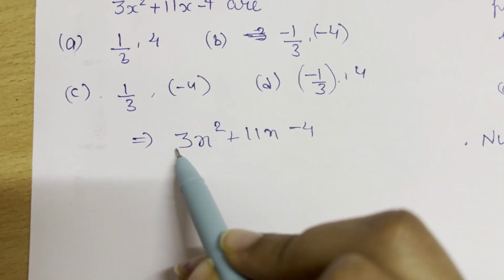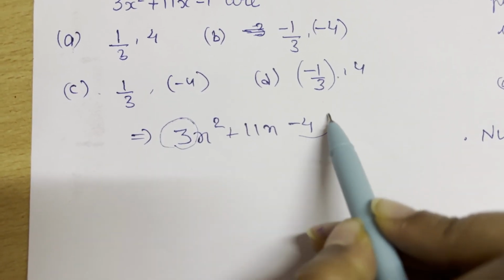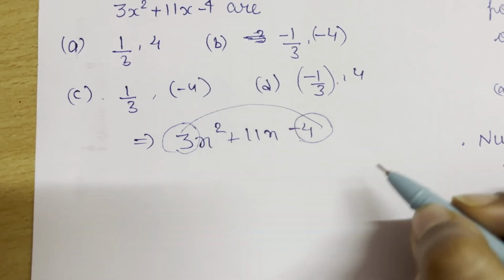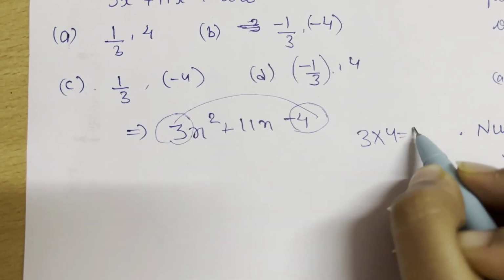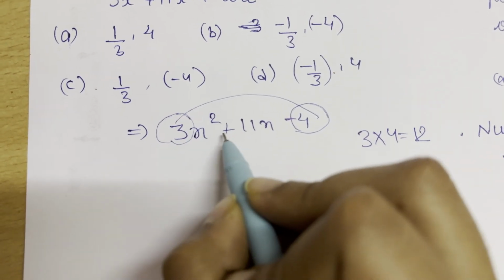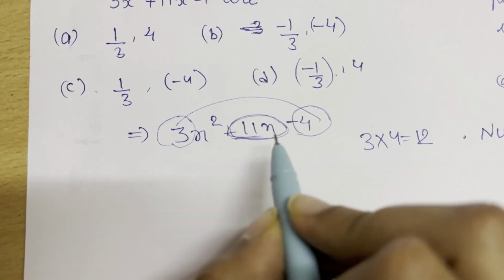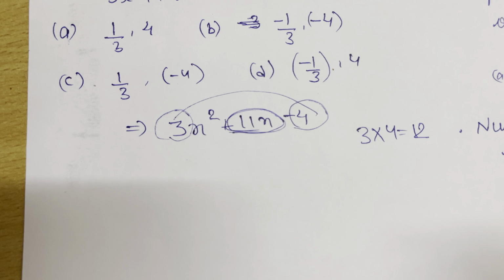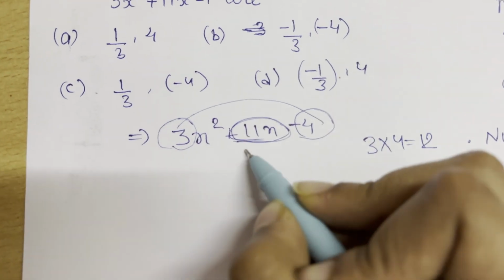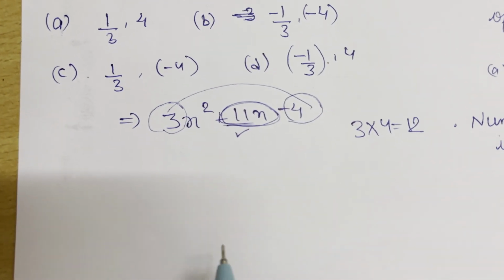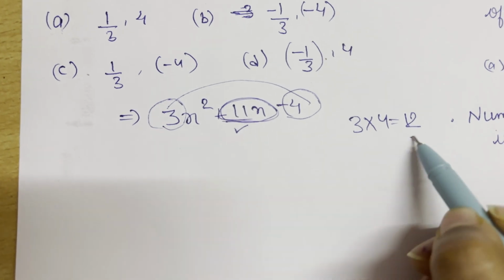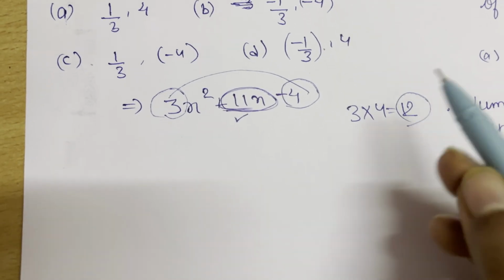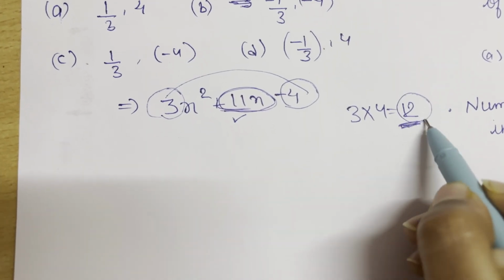So what we do, we took the product of A and C. Here the product of A and C is 12. Okay, and we'll split the middle term, that is B, in such a way that either the addition or subtraction will give us 11 itself, but the multiplication of those numbers will give us 12. So we simply write the factors of 12.